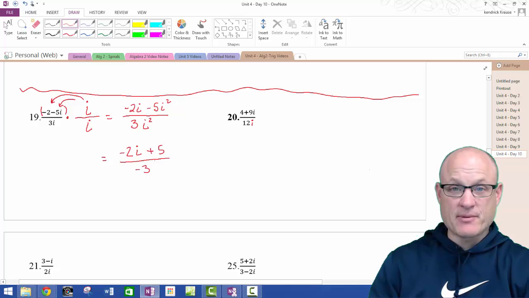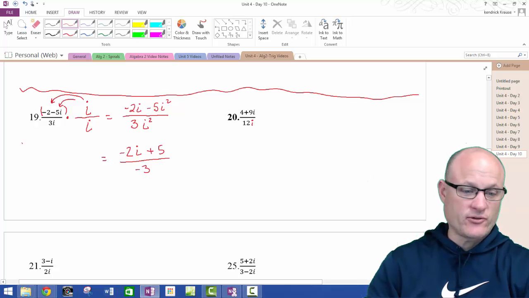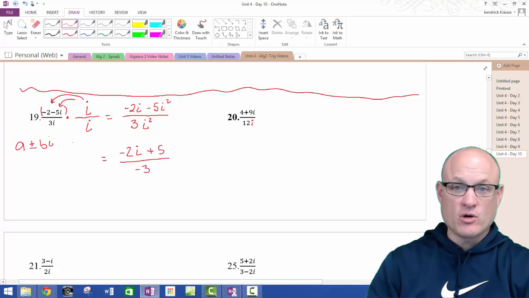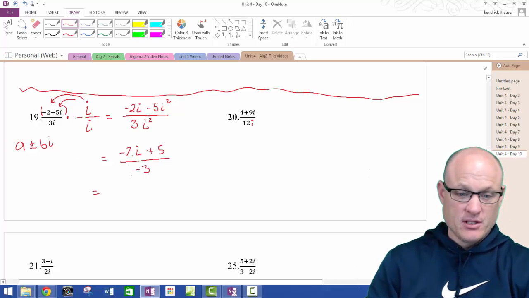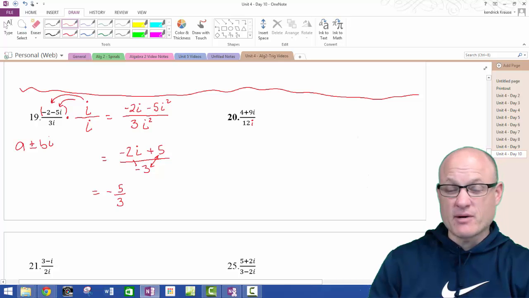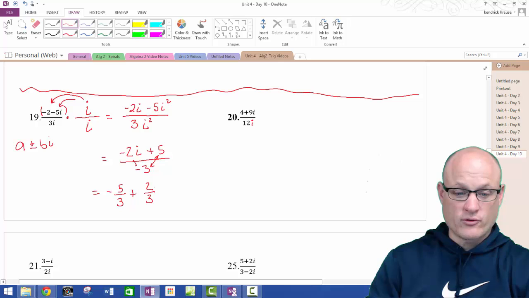Now, the final thing about imaginary numbers is, and they always call this standard form or a plus bi form, we want the real number first and the imaginary number second. And we're going to write it like that. So we're going to rewrite these two over each other. So that's negative 5 over 3. Now this one is going to be over each other, so negative divided by negative is positive, so plus 2i over 3.